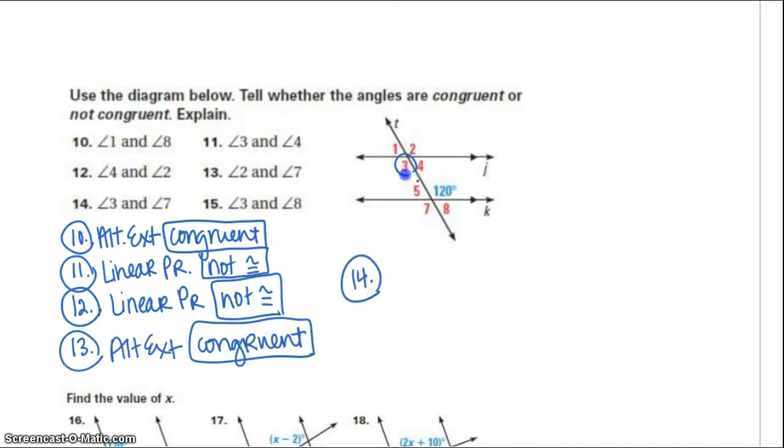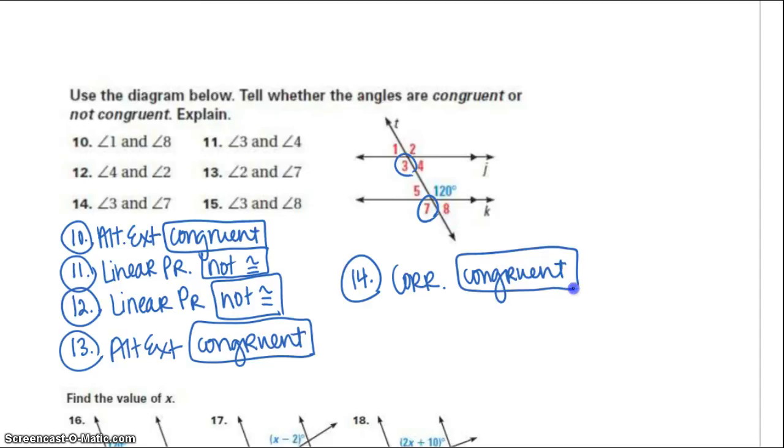3 and 7. What kind of angles are those? These are the ones people miss all the time. Well, other than linear pair, people miss those too. Corresponding, they're both in the lower left. So these are corresponding angles. And corresponding angles are what? Congruent or 180? Look at your chart. Congruent.